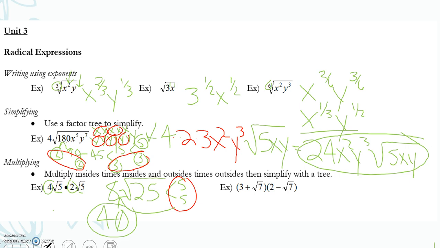Next example, when they are binomials, so if you see an addition or subtraction sign, that means you need to use the box method or FOIL. I'm just going to show you the box method because if you know how to use FOIL, then go ahead and use it.